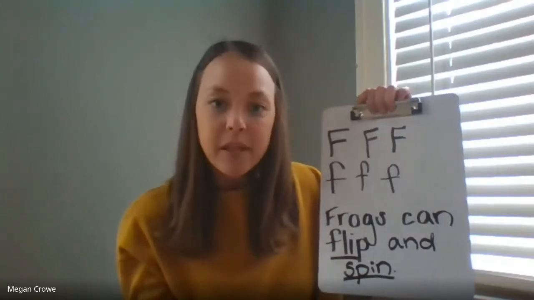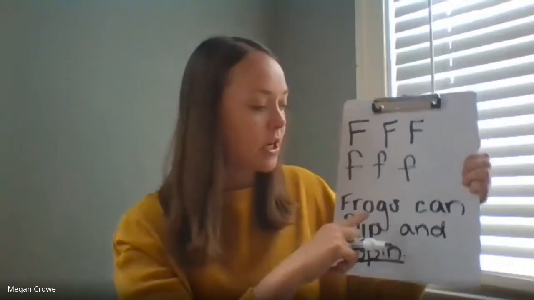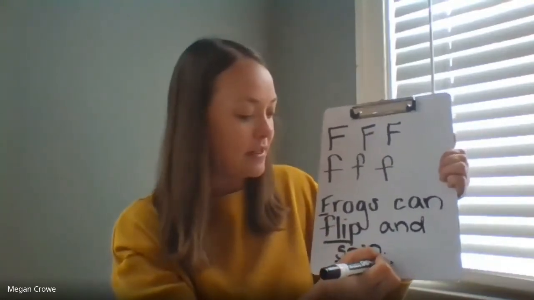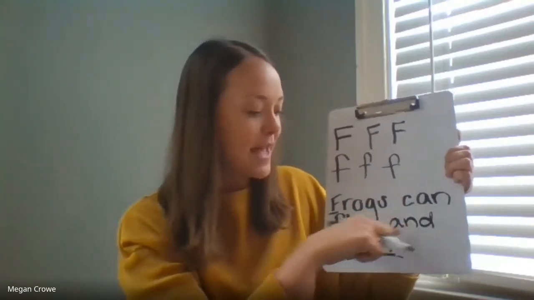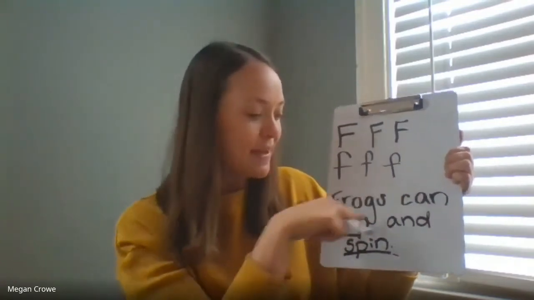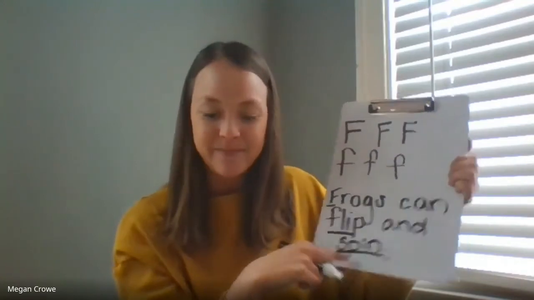Now, the unscrambling the sentence was one activity that was kind of tricky. Miss Crow unscrambled it right here. I have my capital F at the beginning and my period at the end. So frogs can flip and spin. You could also write frogs can spin and flip. Flip and spin can go in either spot.